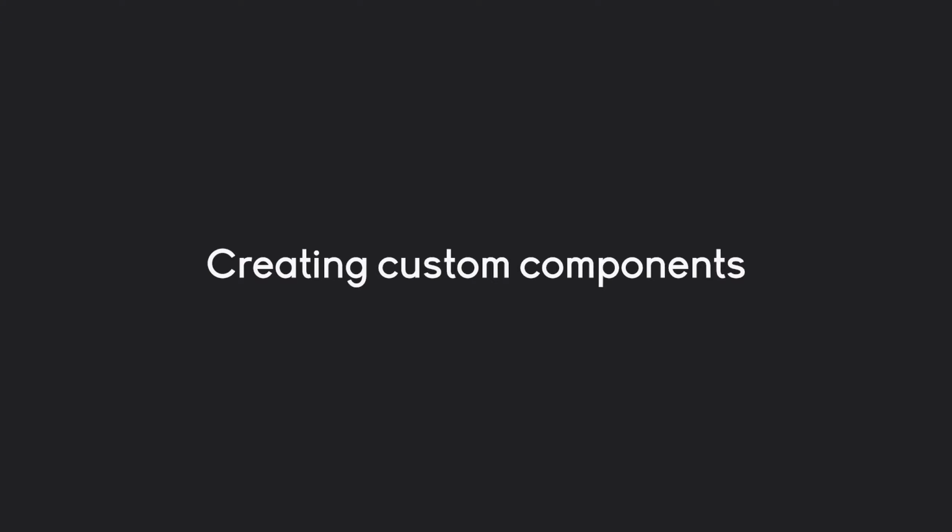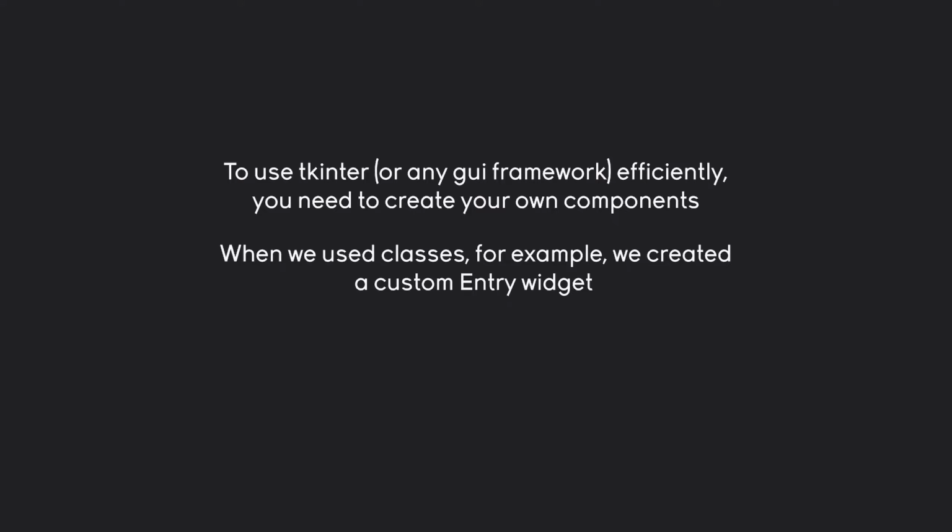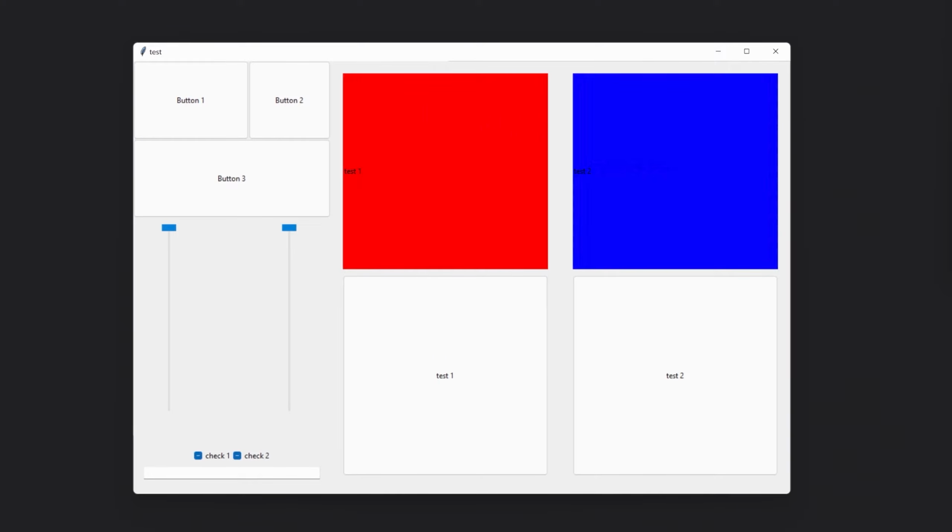In this part, I want to talk about a really important part of tkinter, and that is creating custom components. What that means is, to use tkinter or literally any GUI framework efficiently, you need to be able to create your own components. For example, when we use the classes in the last bit, we have created a couple of custom widgets. One example was the entry widget. What we created looked like this.